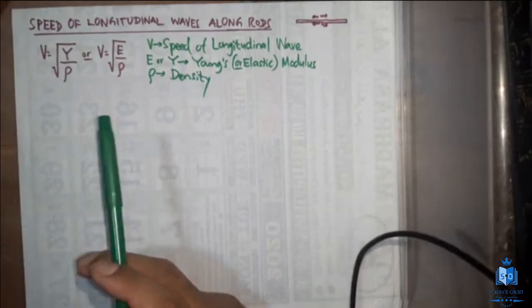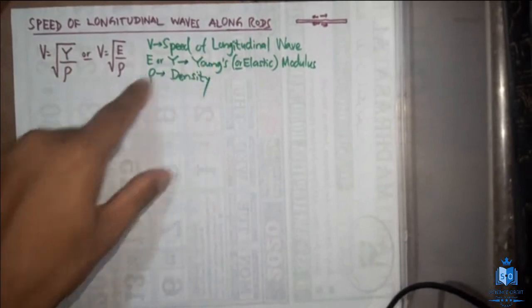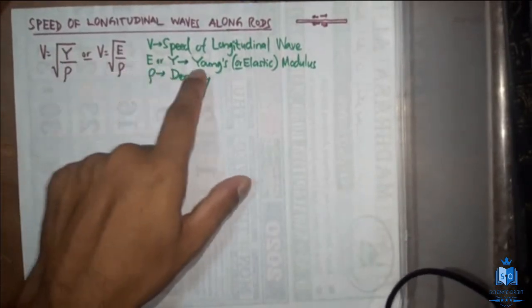If not, sometimes they will use capital E over rho. You can use any equation you prefer, but it depends. Different teachers teach in different ways. I normally prefer this Y over rho. Whatever is convenient to you, you can use it. Now, v is the speed of the longitudinal wave, that's not a problem. Rho is the density, and Y is called Young modulus, if not elastic modulus.